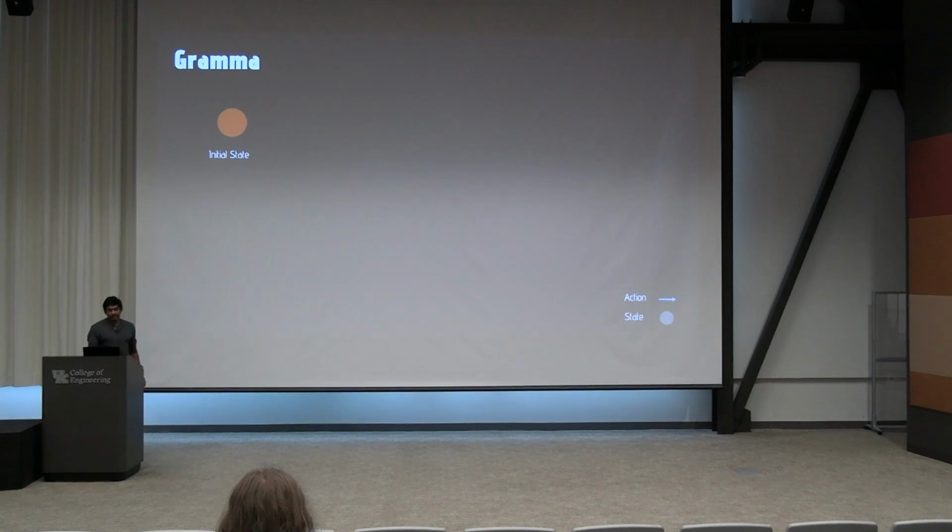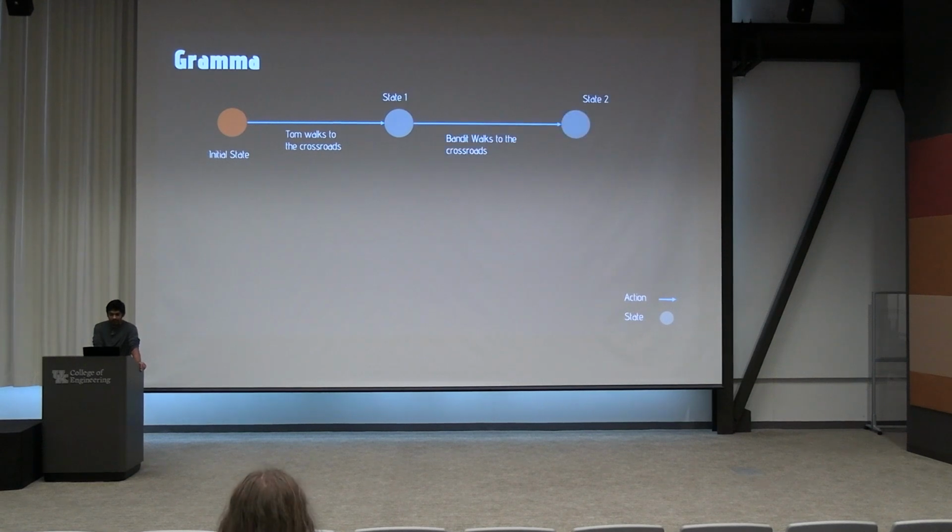We also can get a story or a plan where Tom fails to buy potion, which is also an acceptable plan where the author goal is achieved. Here in this plan, first Tom walks to the crossroads, and Bandit also walks to the crossroads, and Bandit slays Tom. So these plans can be found using conventional searching algorithms like breadth first search.